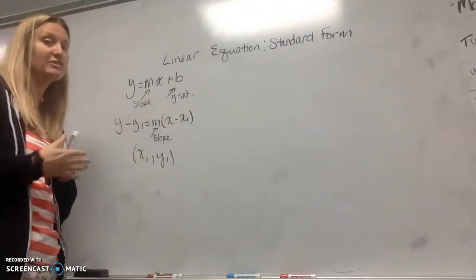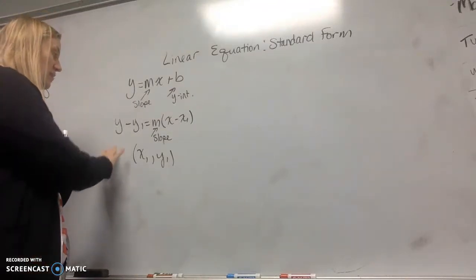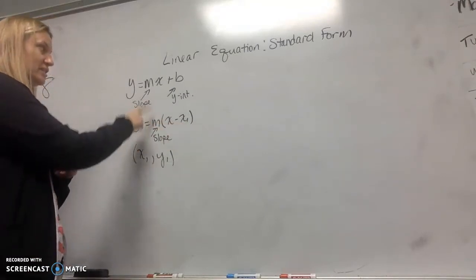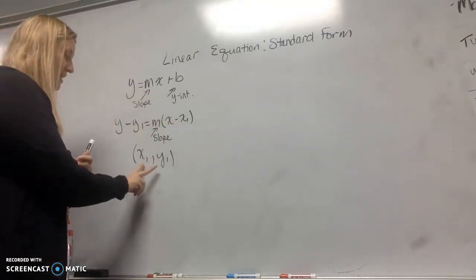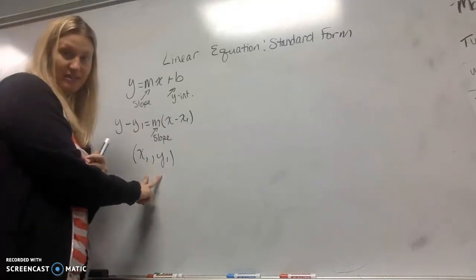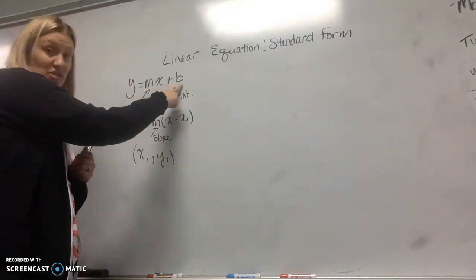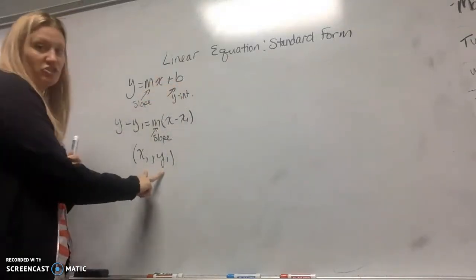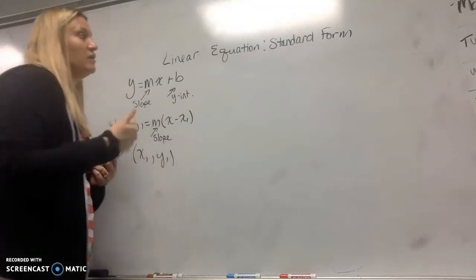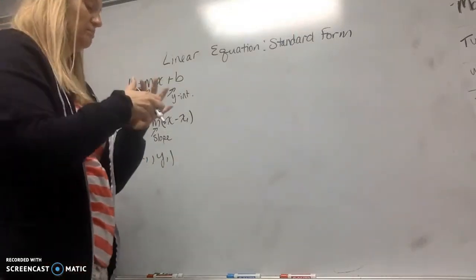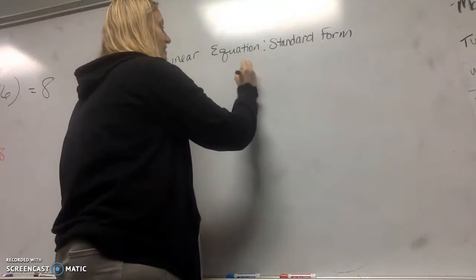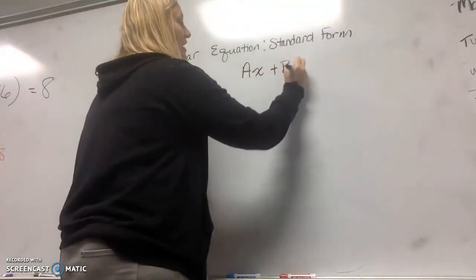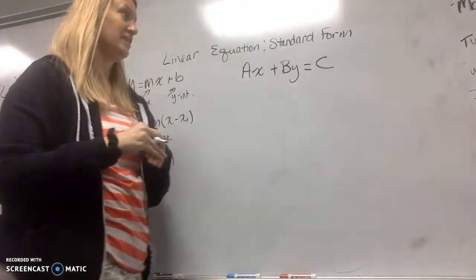Then we learned point-slope form. Point-slope form being y minus y1 equals m times x minus x1, where m is the slope, just like it is up here, and x1, y1 are a coordinate point, which is similar to this. That's a coordinate point. It just is a very specific one that falls on the y-axis, where this is just any coordinate point. So our last form is standard form, and that is Ax plus By equals C, and yes, the A, B, and C have to be capital.